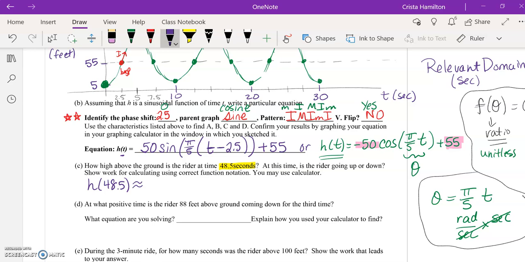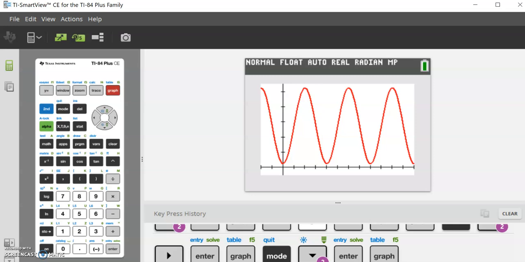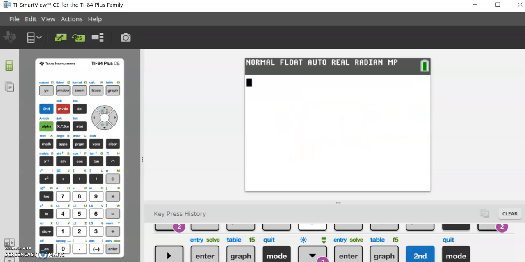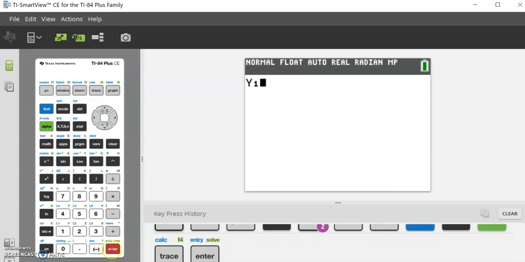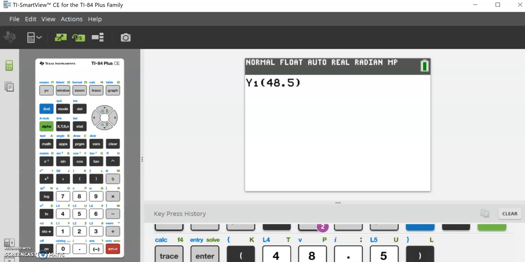So let's go to the calculator. One is to just use the home screen. So I'm going to quit out of this and go to the home screen. I'm going to press alpha F4 and grab my y1, which is where my h function was. I'm just going to put in 48.5 and hit enter, and it will tell me an approximate value for that. Notice that this is not one of those 5 key points, so I don't get quite as nice of a value. So let's bring that over to the next page: 25.611.